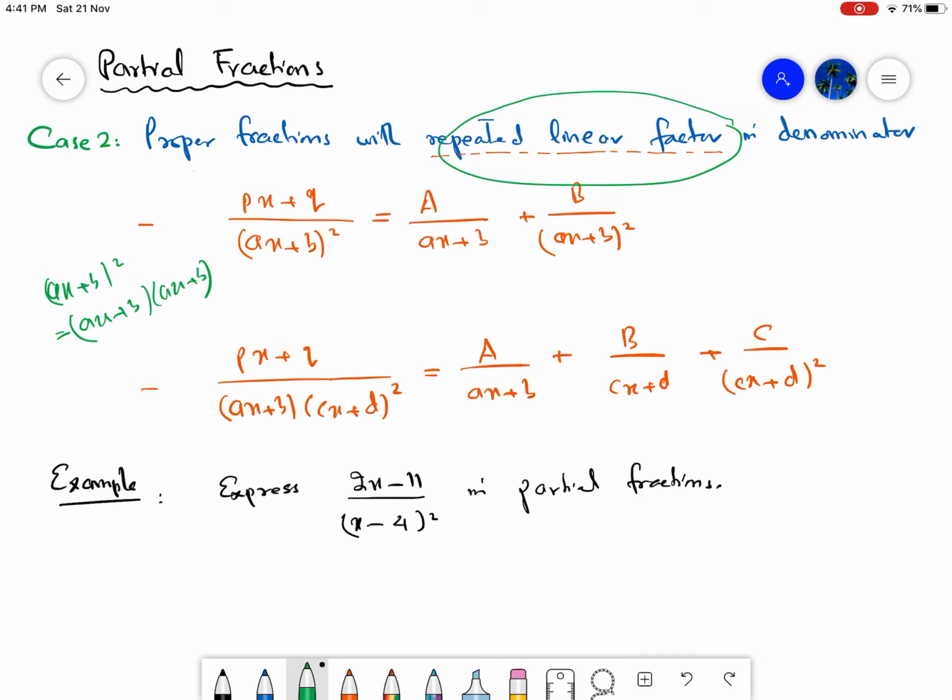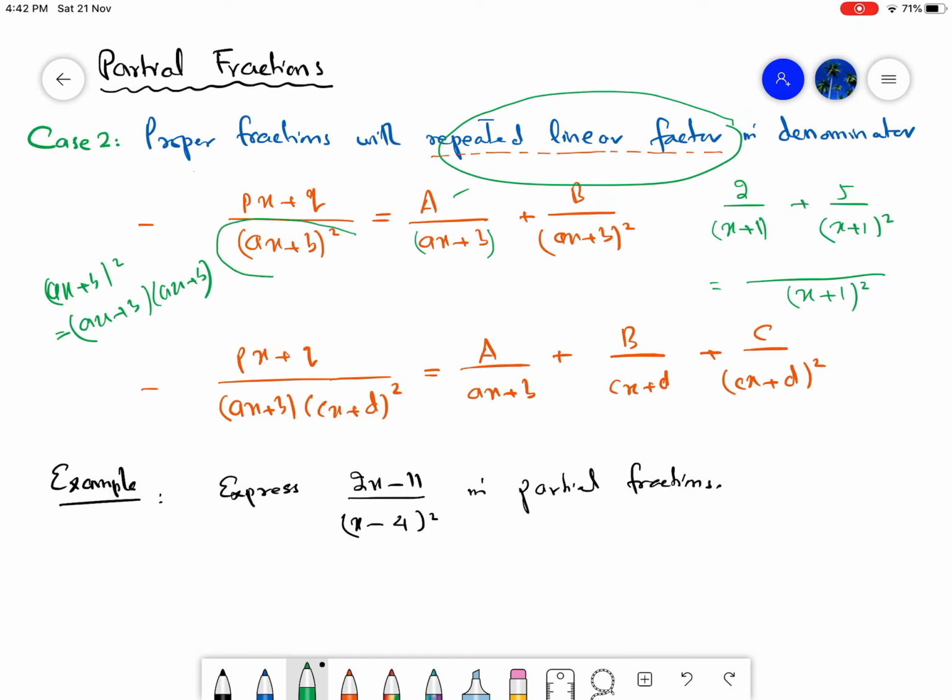So the partial fraction is A over (ax + b) plus B over (ax + b) whole square. So you can see that here we have this factor without square and then the factor with square. Let us take an example here quickly. If we have, for example, 2 over (x + 1) plus 5 over (x + 1) whole square, you can see that the least common multiple of these two denominators is (x + 1) whole square.